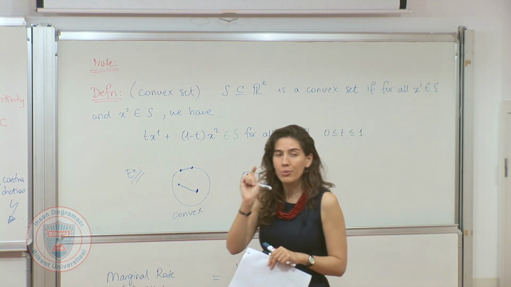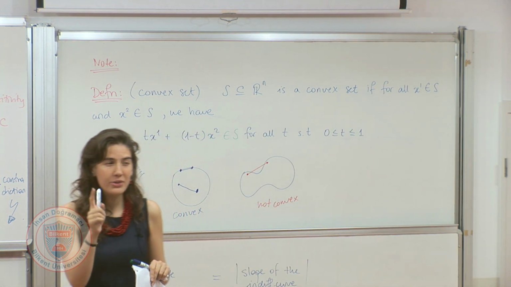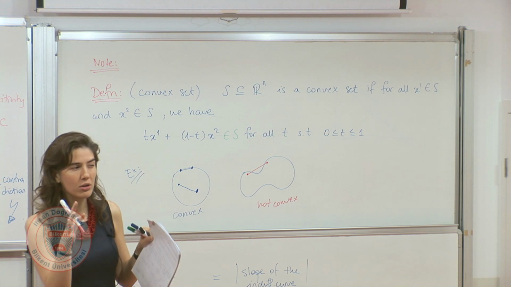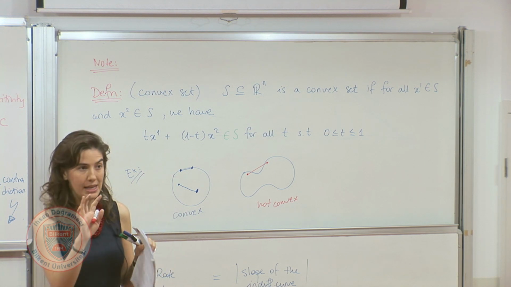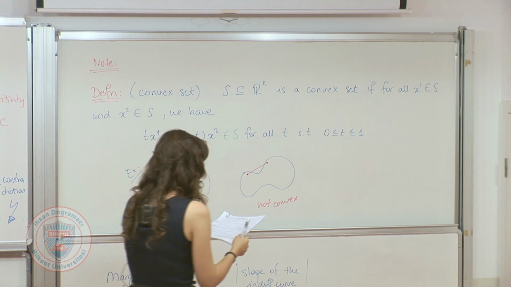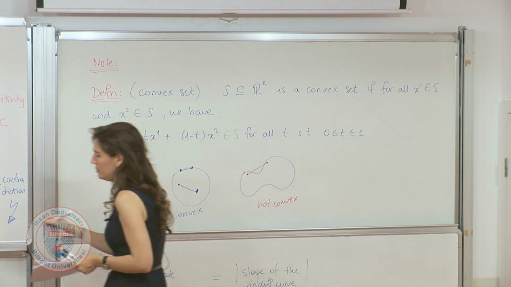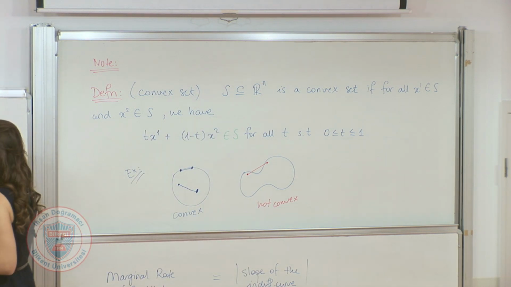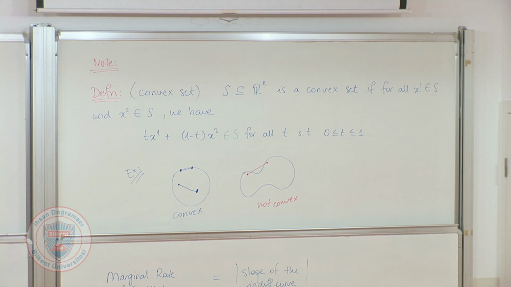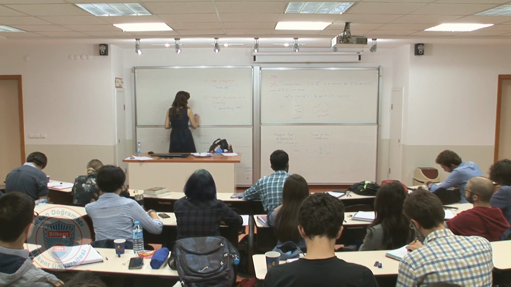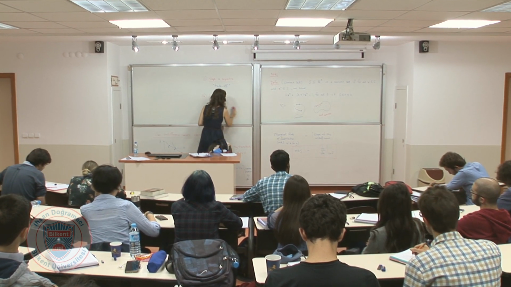So first, we're going to link the diminishing marginal rate of substitution concept to convex sets. Let me write this down. Let's move on here. Basically, diminishing marginal rate of substitution is equivalent to saying this. I'll write this and then we'll see.